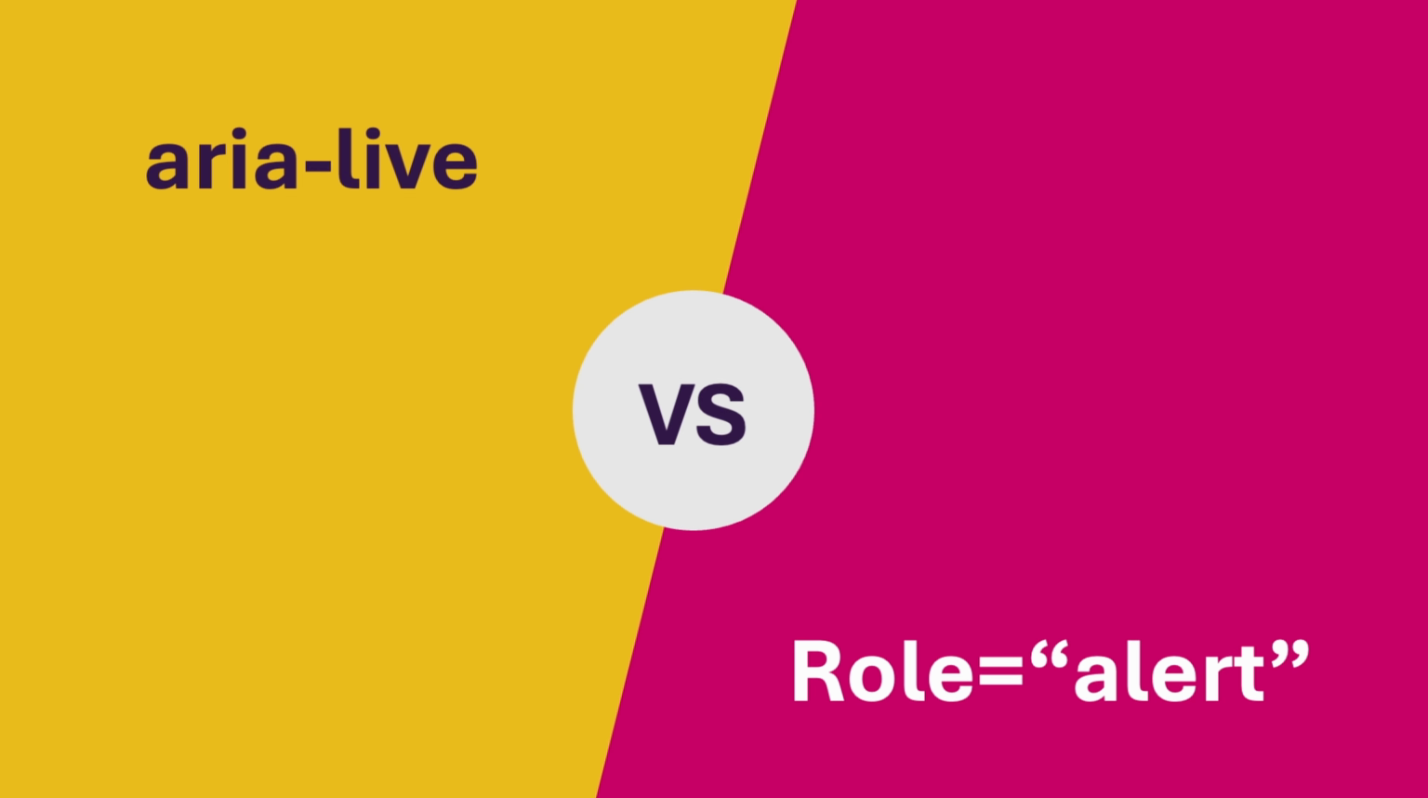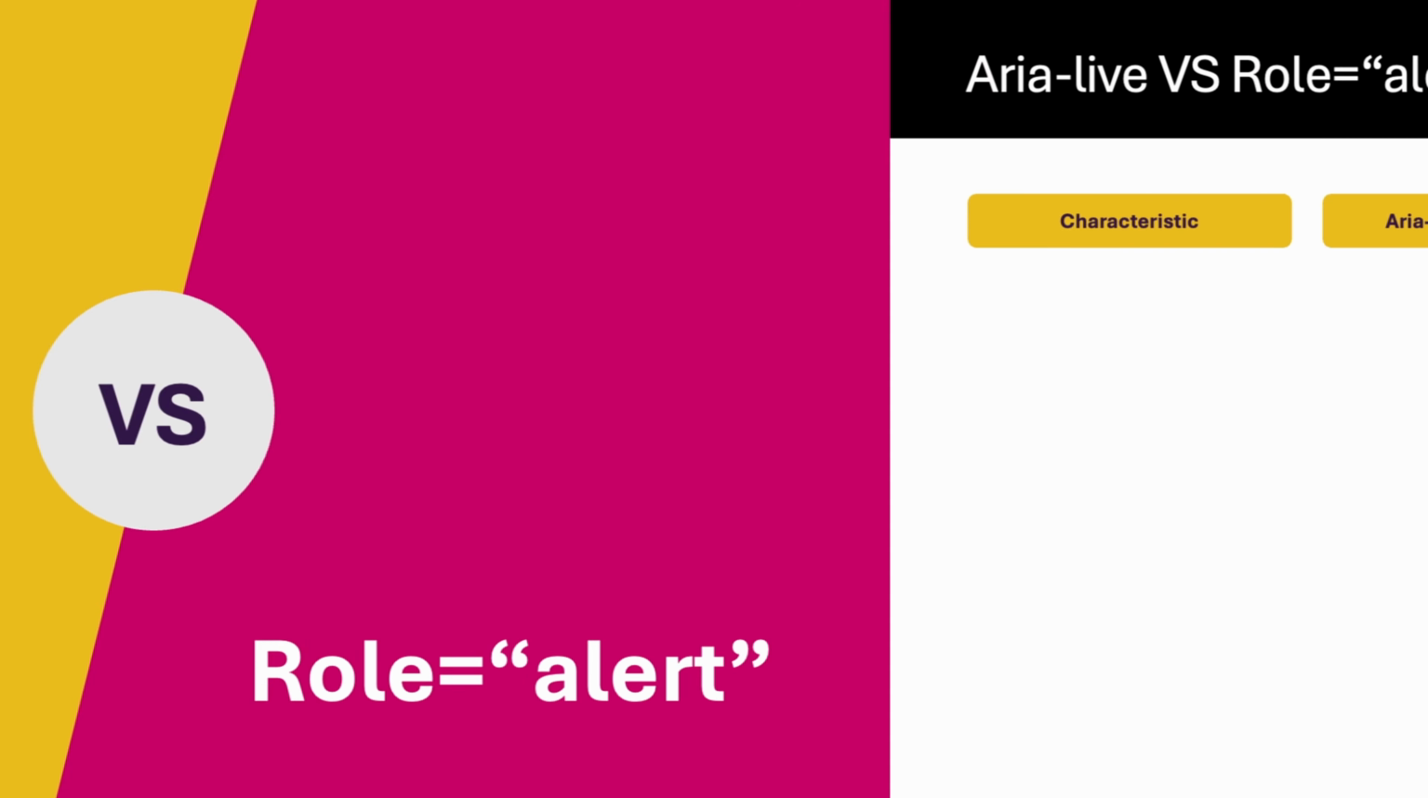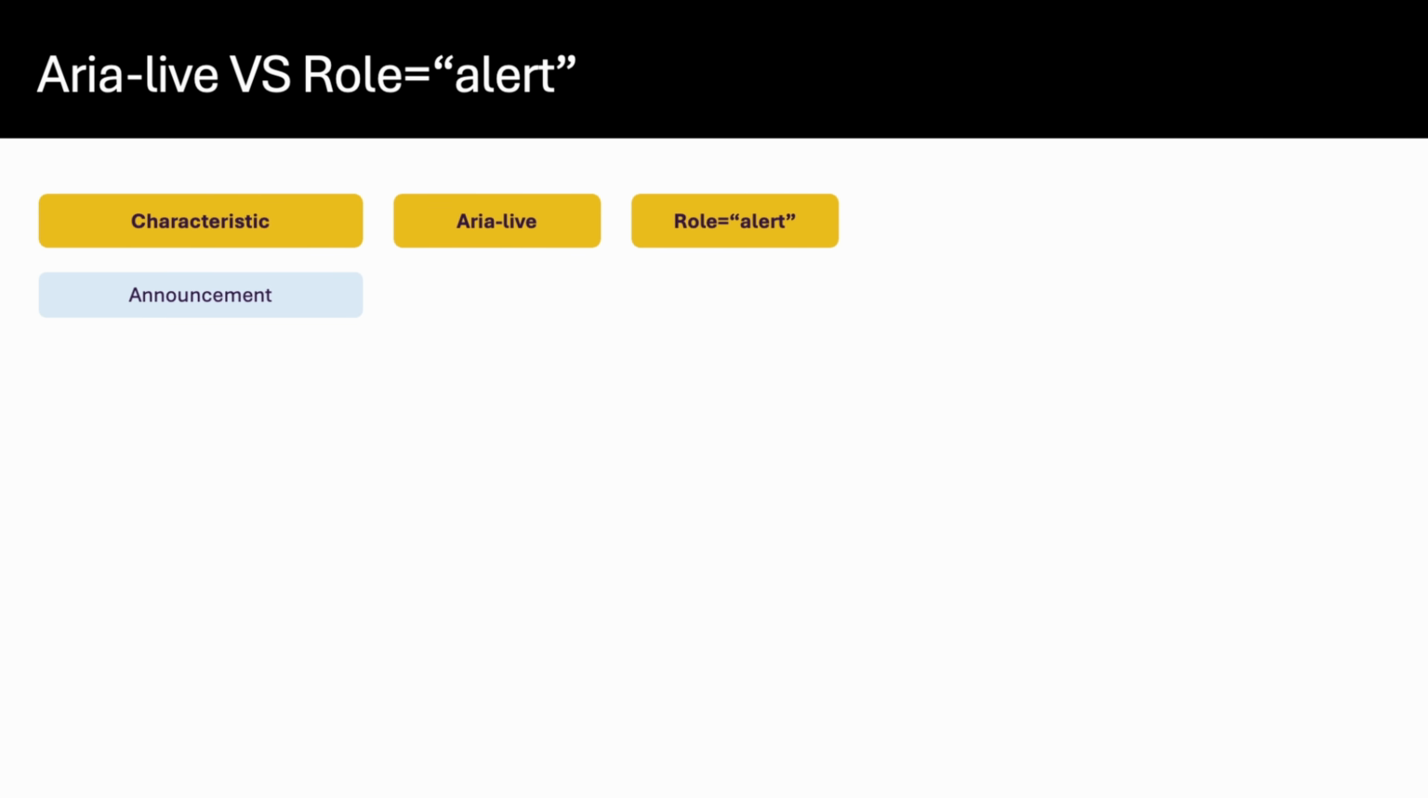Next, we have the difference between aria-live and role alert. And this comparison matters because both aria-live and role alert can announce changes, but they are not the same experience for the user. Let's talk about the announcements. Aria-live, depending upon the value that you're using, whether it's polite versus assertive, can announce when the user is idle or can interrupt when using assertive. On the other hand, role alert is announced immediately as soon as it appears on the page.